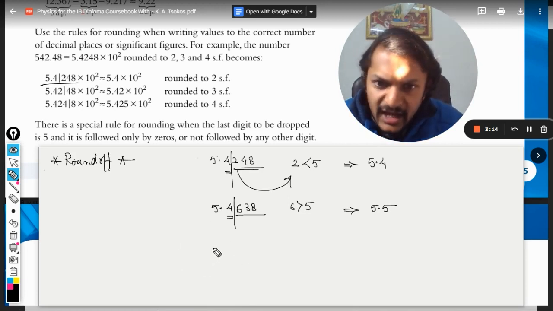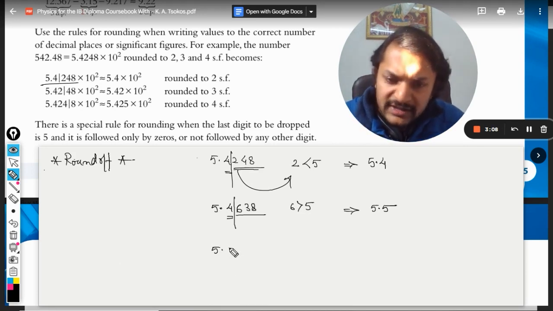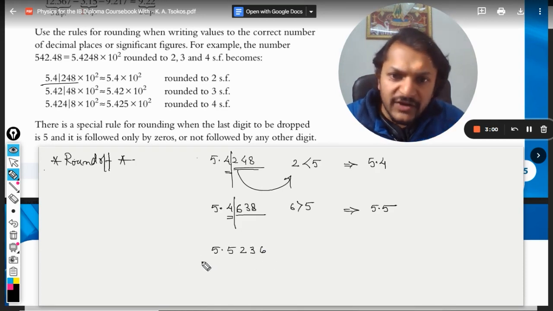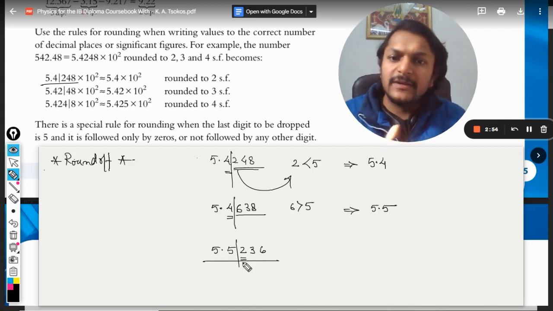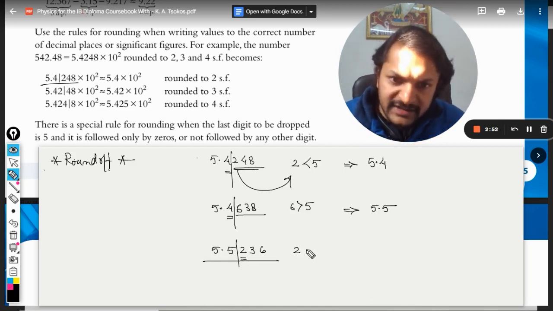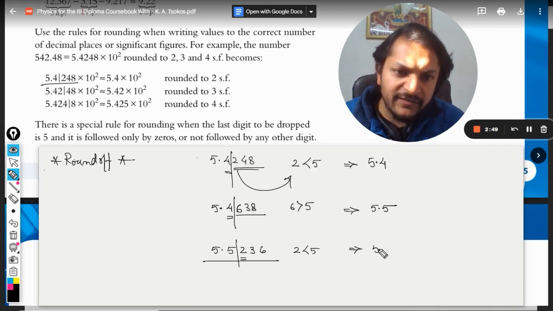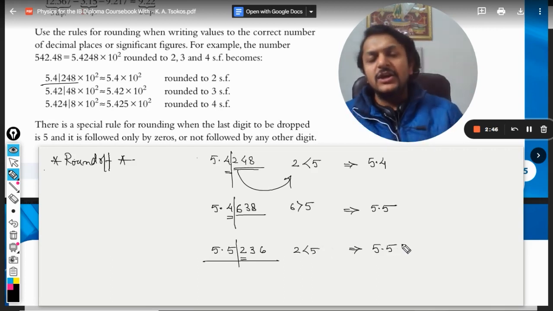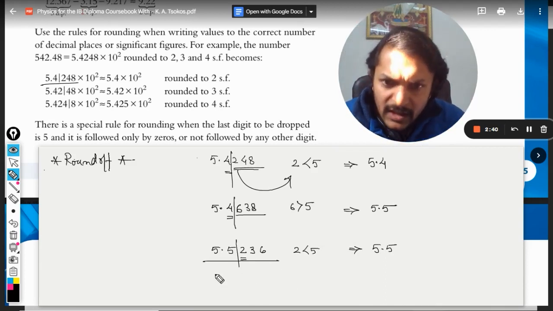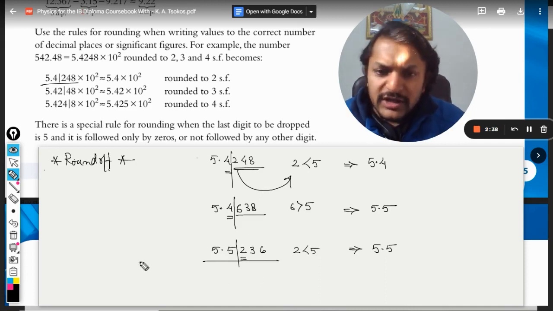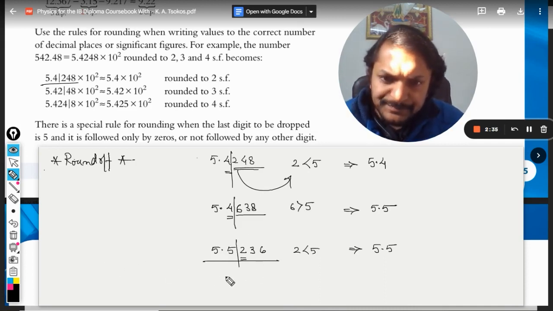Now another example. Let us say I have this value 5.5236. So what are we going to do in this case? Obviously we will break it from this point, and now this digit 2 is lesser than 5, so it will be rounded off as 5.5 only. Because 2 is lesser than 5, it will be skipped. So this is okay now.